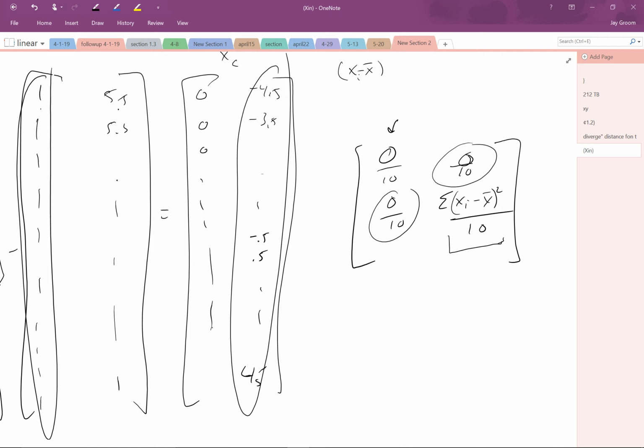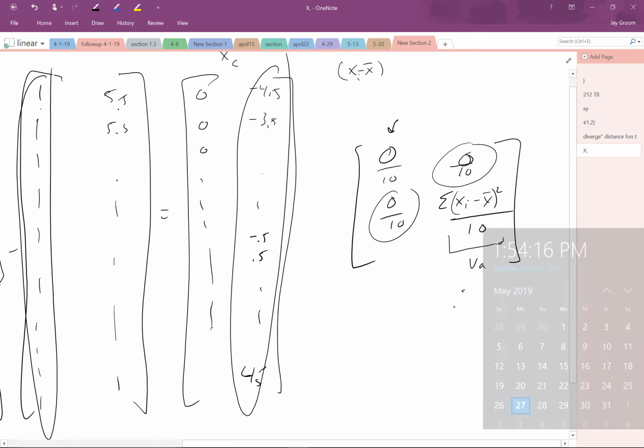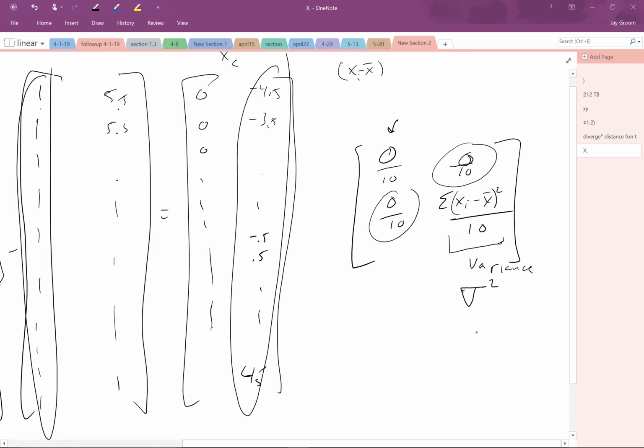Okay? And this thing right here is what we call the variation of x, or sigma squared. That is the real reason why we do take the differences and square them and divide by the number of them. So we're going to divide out by n because there were n data points here. Yes, in this case 10 data points. That's where that comes from.